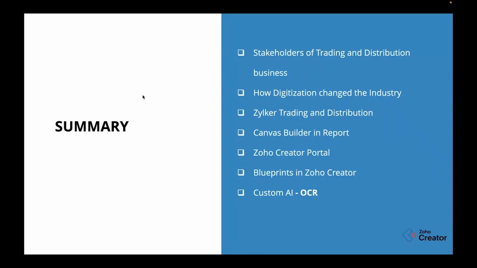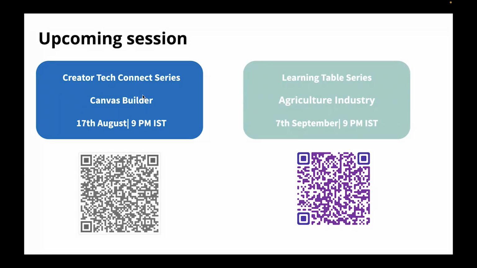Now let's have a small recap of what we have covered till now. We had different stakeholders being discussed about in the trading and distribution business. We also saw how digitization changed the industry as a whole. We saw the application Zylker trading and distribution, where we were able to see different features like the canvas builder for a detailed view of reports. We saw the Zoho Creator portal. We saw blueprints in Zoho Creator, and we also saw custom AI for the OCR model. So, with this, we come to the end of our learning table series session.